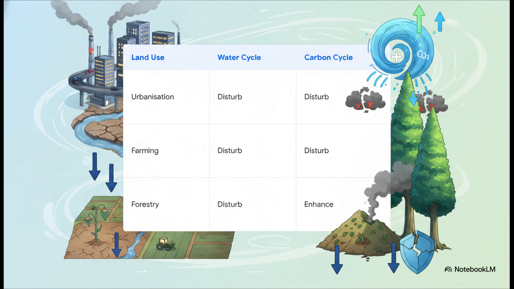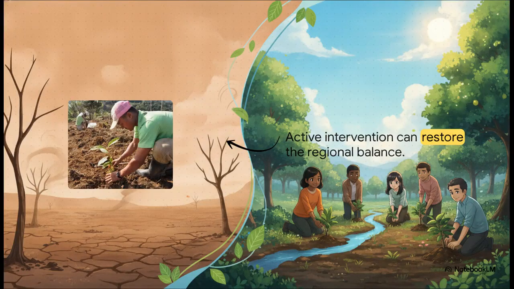Forestry, however, is a mixed bag. It heavily enhances carbon sequestration, dragging CO2 right out of the atmosphere while simultaneously disturbing the natural hydrology through extreme interception. So, why does all this matter?